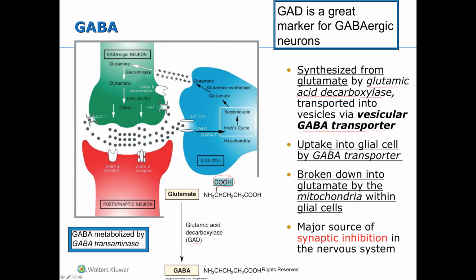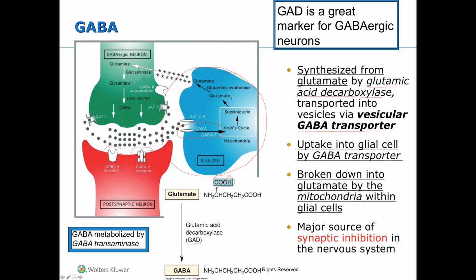Uptake of GABA occurs into the glial cells by a GABA transporter, which is present here. You have a vesicular GABA transporter which places GABA into vesicles. GABA will be released. It can act upon its receptors here on the postsynaptic neuron. Once GABA is present, it can be transported into glial cells through GABA transporters. And GABA is broken down into glutamate by the mitochondria found within the glial cells.